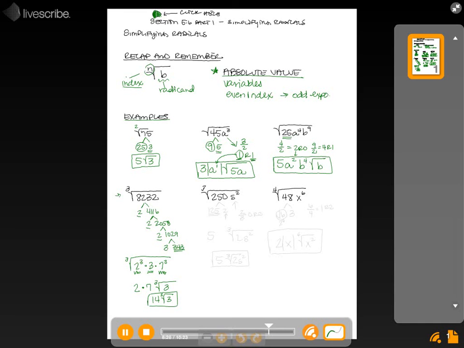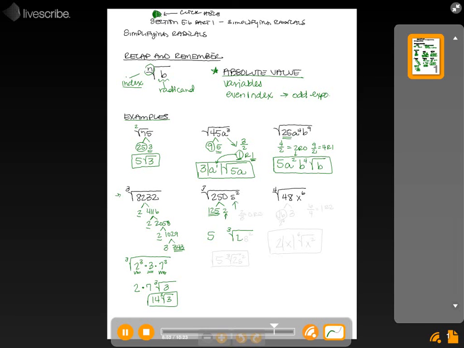Alright, let's look at our next one. We have the cube root of 250s squared. Well, we're going to look down our column. We're going to find the biggest cube that goes into 250, and it's 125. 125 times 2. Okay? 125 is really 5 to the 3rd power. So 5 is going to go out in front. The cube root, the 2 is going to stay underneath because it's not a perfect cube.